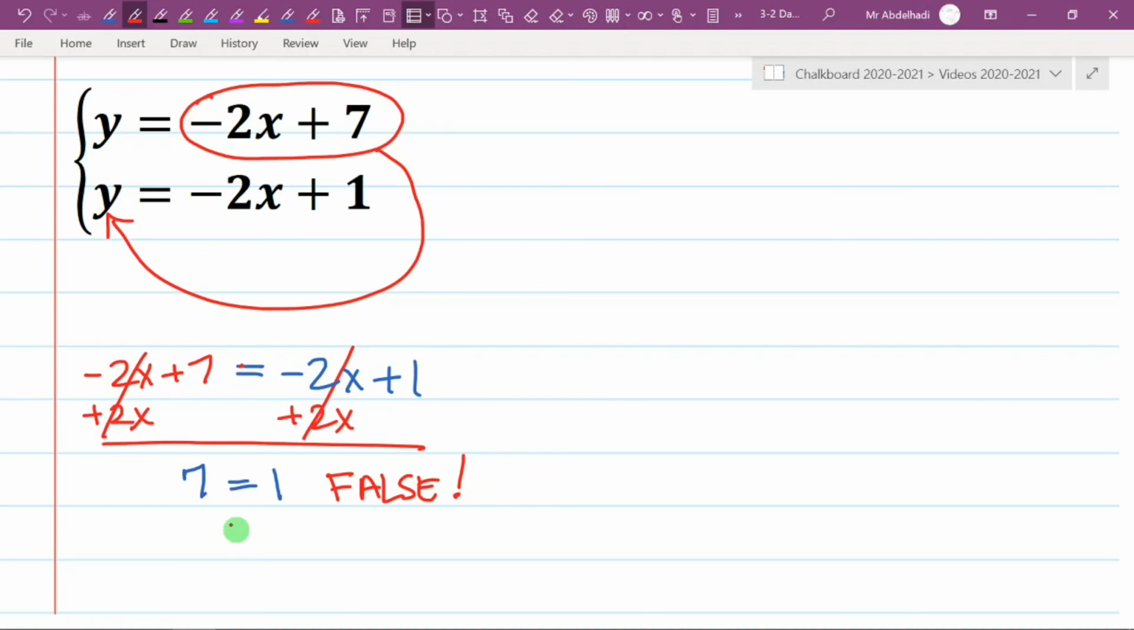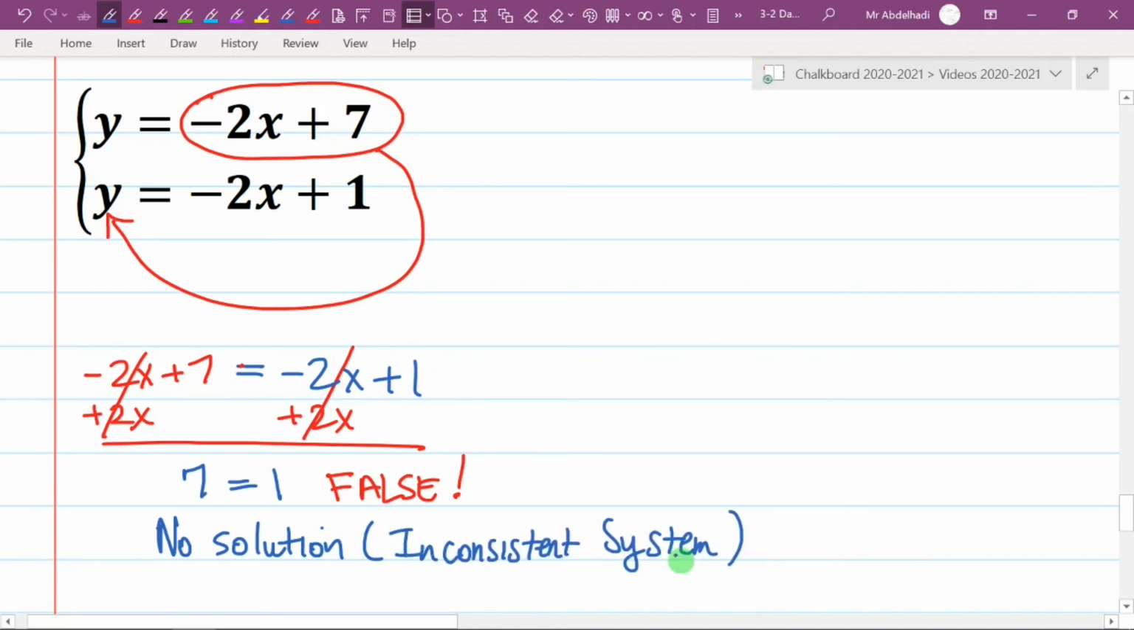They never cross. So unless you've made a mistake, as long as you've done your work correctly and you haven't made any mistakes, if you get something that's impossible, like 7 equals 1 or 3 equals 2 or 0 equals 7, anything that's not true, then you have no solution at all. There's no place where these things cross, and we call this an inconsistent system. Okay, and this works for substitution or elimination.